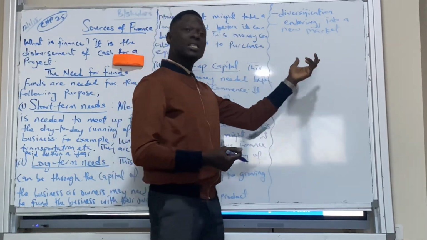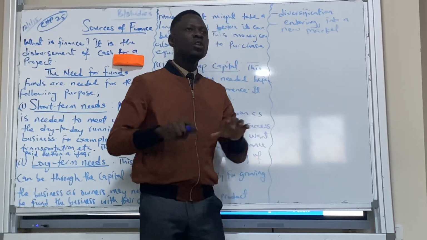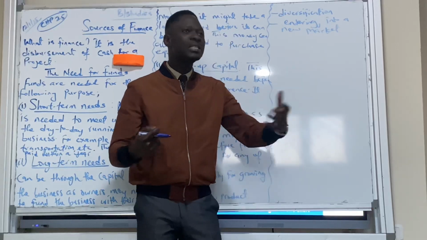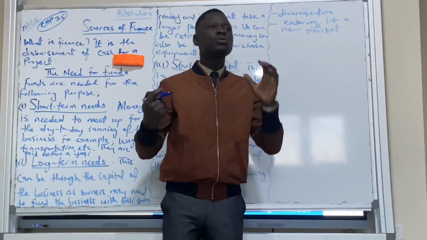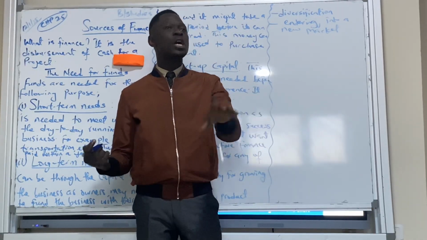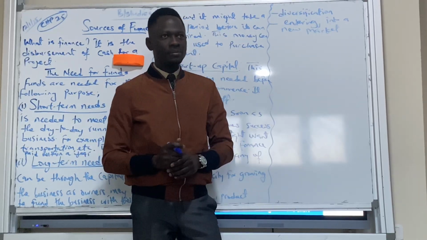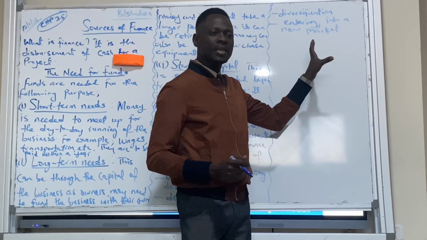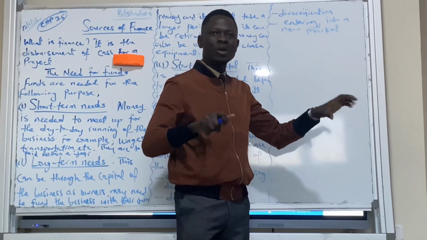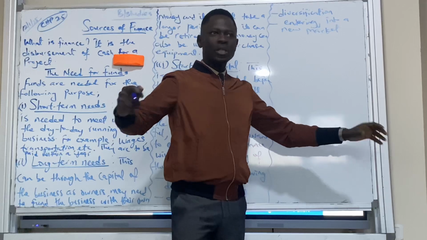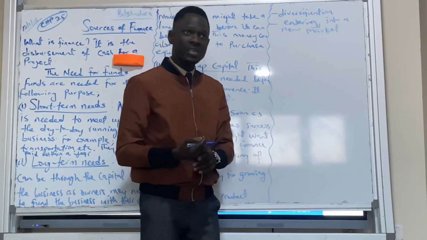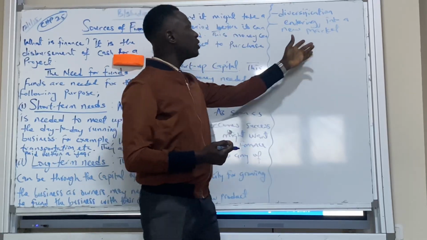The third one, diversification. When we talk about diversification, it means you want to spread your risk. In the course of spreading the risk, it means you want to start producing different kinds of products. You want to go into different kinds of businesses, aside from what you are doing. So you need finance to do that. Do you understand diversification here? Diversification is one of the economies of scale. It means you are spreading your risk. You are not just putting all your eggs in one basket. Do we understand diversification?